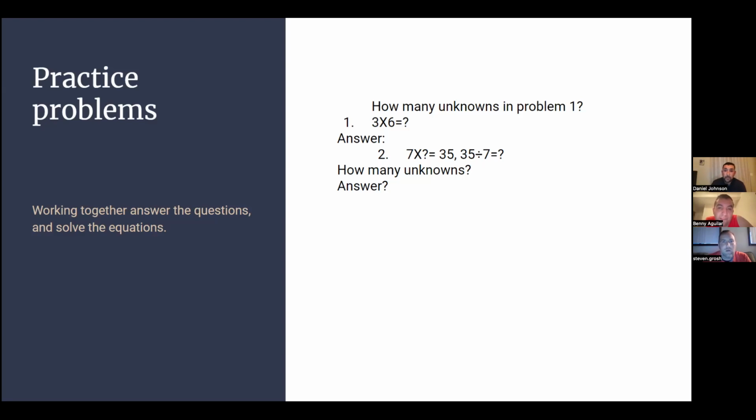Number 2, you have 7 times question mark equals 35. So then you put it as division, 35 divided by 7 equals question mark. How many unknowns? Yeah, so there'd be 2 unknowns in there. Then eventually I would have the answer, which is 6 times 3 is 18, right? If I'm correct. And then obviously 7 times however equals 35, they would figure out that it's 5 for both of those. All right. Thank you, guys. You can put the next slide, Stephen.